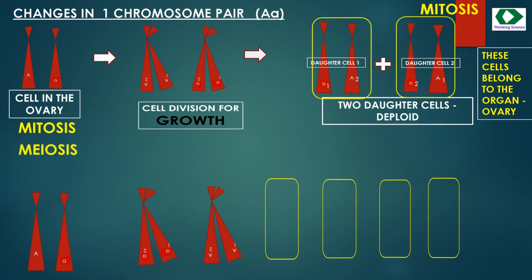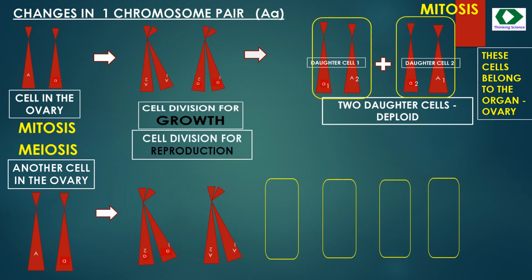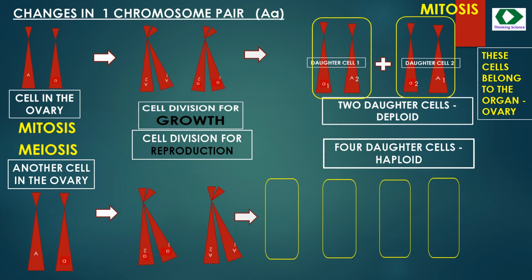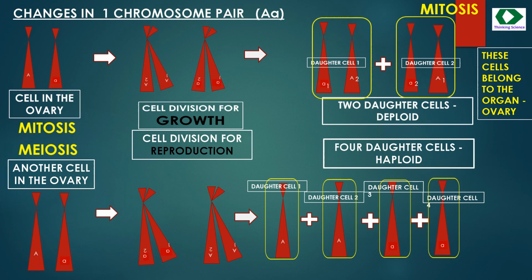Let us consider the same ovary where there will be cell division for production of the eggs. Now, for that, the type of cell division will be meiosis. Let us see how it happens. The chromosomes duplicate as usual, but the 4 sister chromatids formed will not enter 2 daughter cells. Instead of that, after separating, they enter 4 different daughter cells. So each daughter cell will have only one copy of the chromosome A. Either it will have capital A set or it will have one small a.